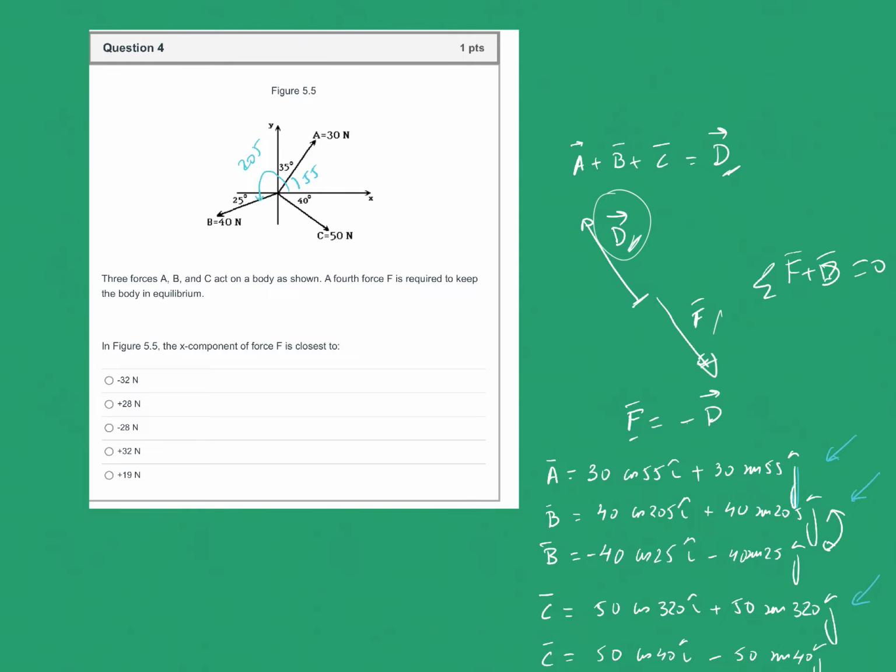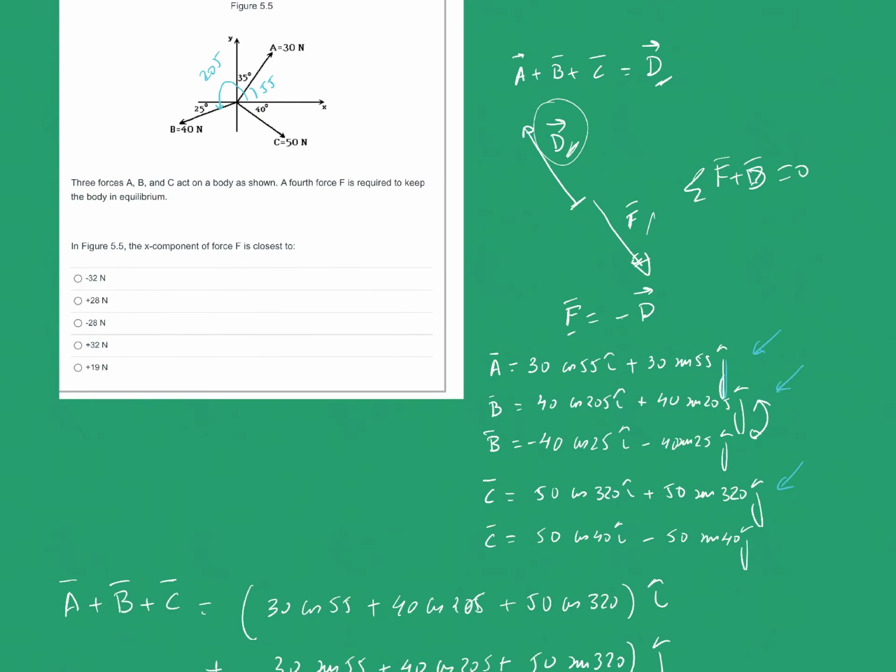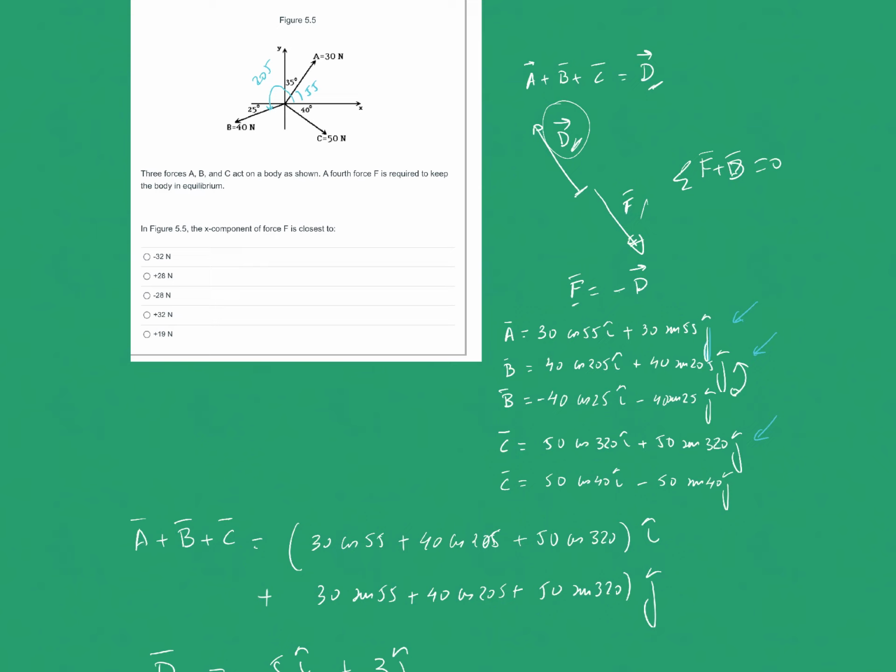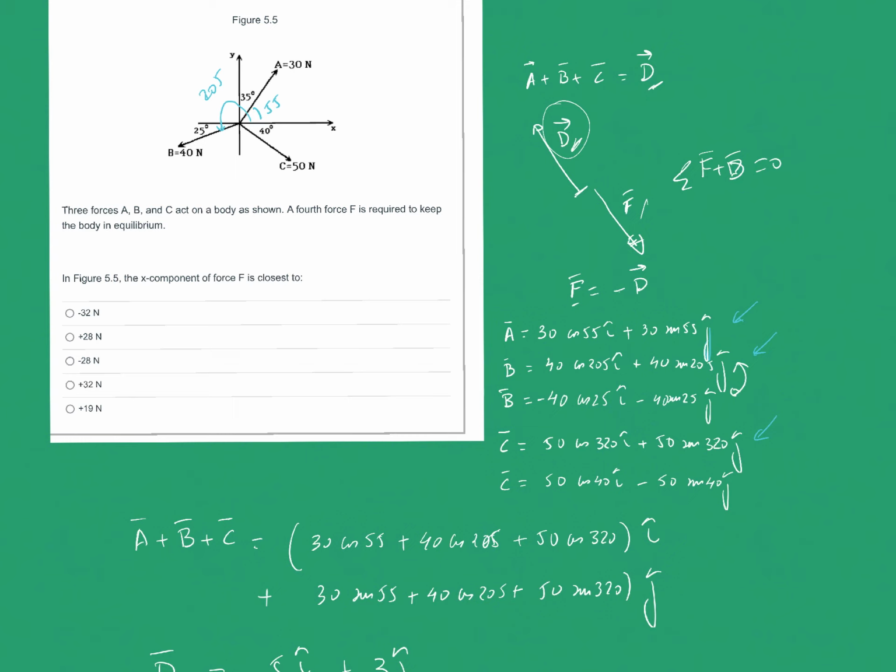So this is really a problem about vectors, about how to write vectors. So the vector A, you see, if you are comfortable, write it with the angle through the positive x direction. The A is 30, this is 35, so this is 55. The A is 30 cosine of 55 in the i direction, plus 30 sine of 55 in the j direction.